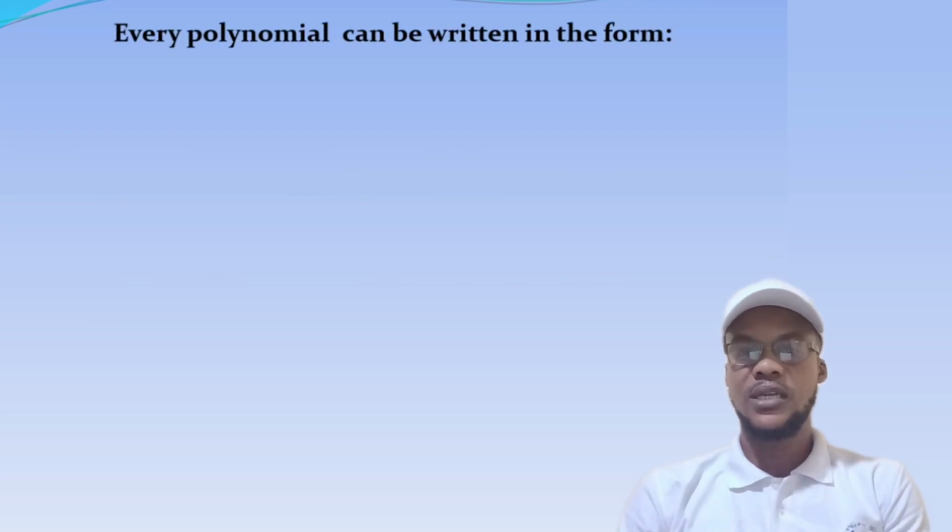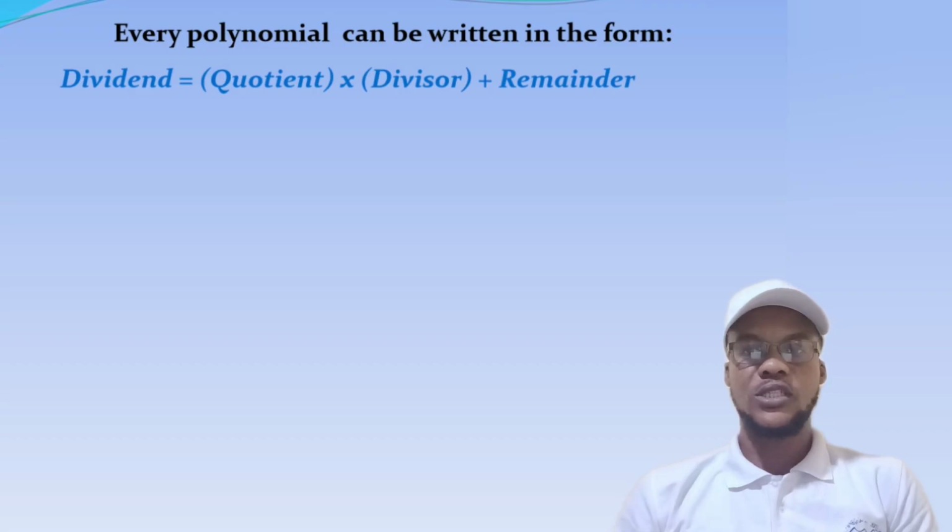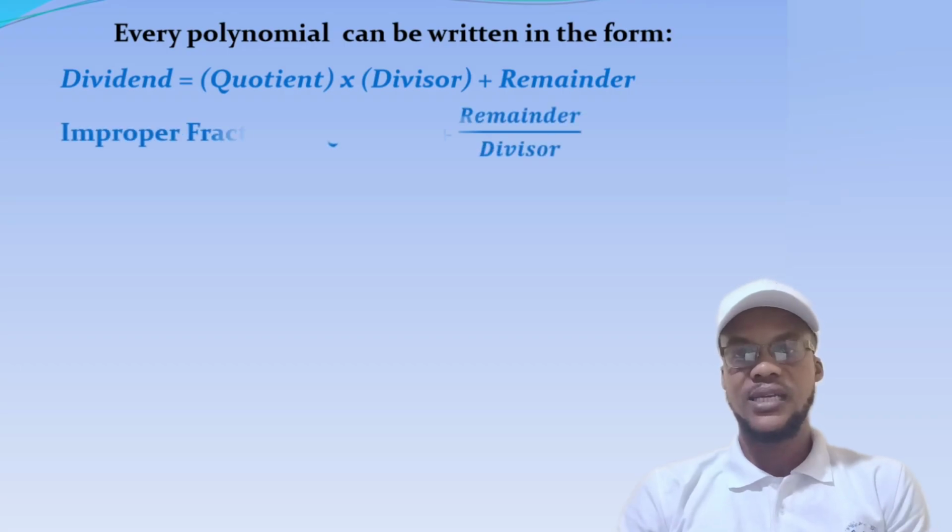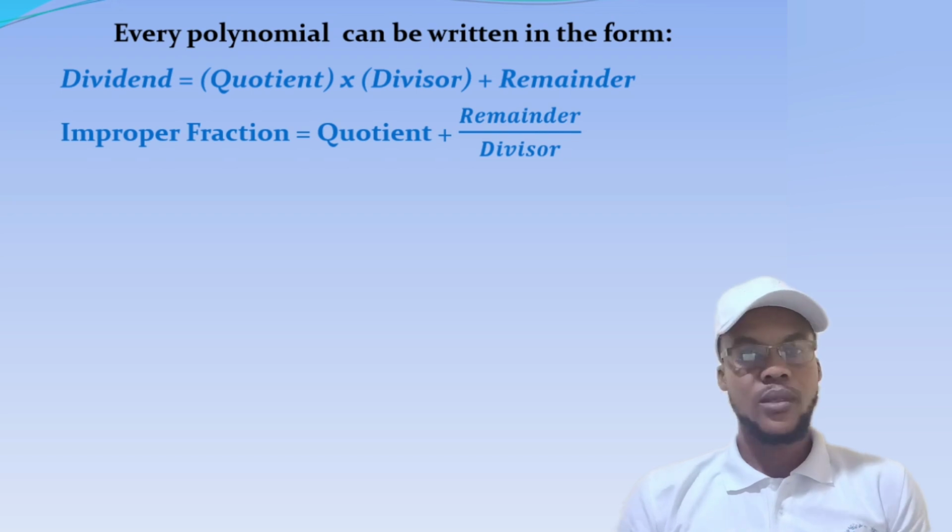As I said in one of our previous lessons, when we started with the division of polynomial functions, every polynomial function can be written in the form dividend is equal to quotient times divisor plus remainder, or we can also say it is an improper fraction, which is given as quotient plus remainder all divided by divisor. So every polynomial function that you get, you can write in this form.